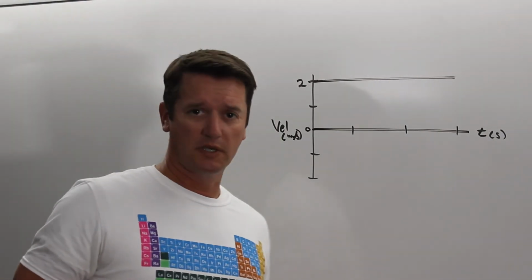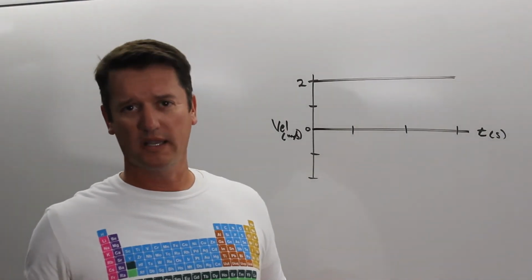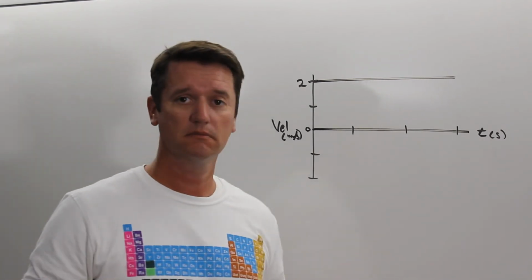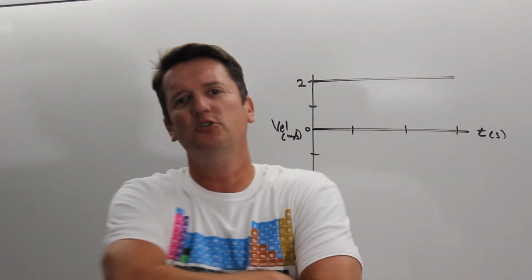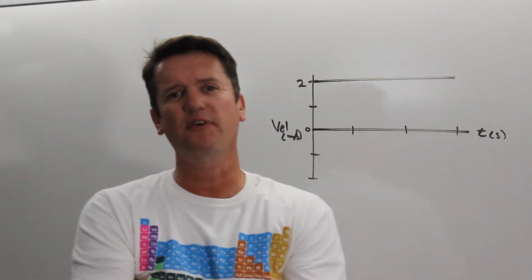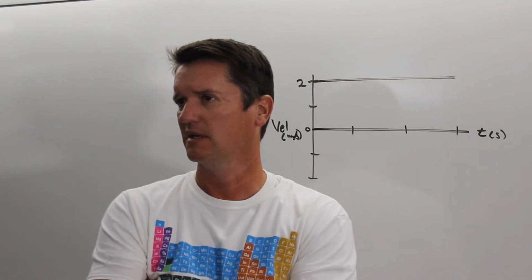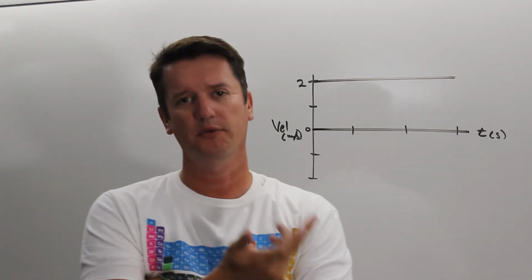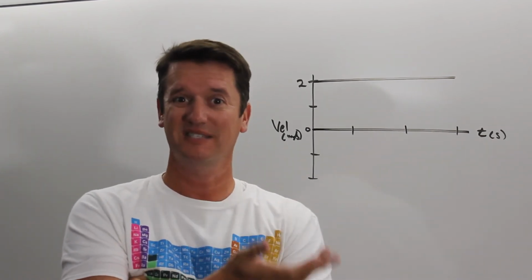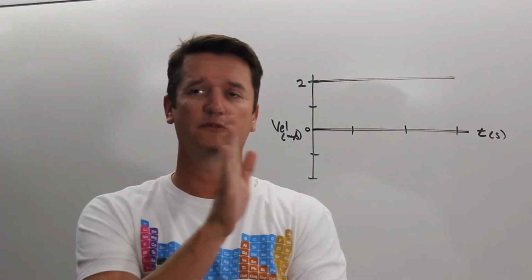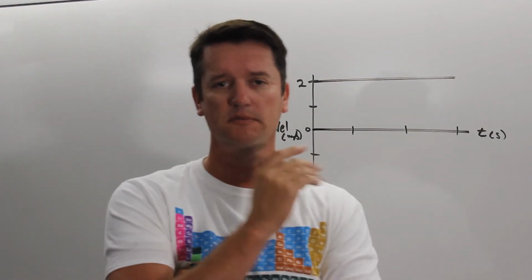Okay, let me give you a situation. Let's say that I am walking at 2 meters per second for 3 seconds. Okay? If I'm walking 2 meters per second for 3 seconds, how far did I go? Well, that's pretty easy. 2 meters per second for 3 seconds. That gives me 6 meters. If I went 2 meters the first second, 4 meters by the second second, 6 meters by the third second.